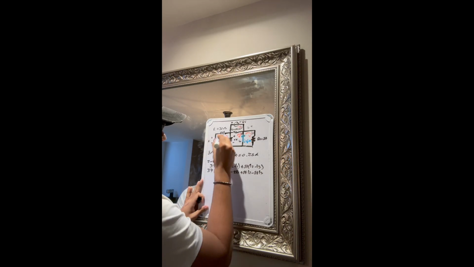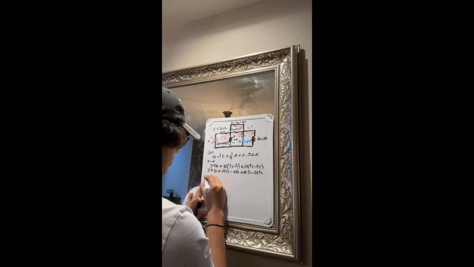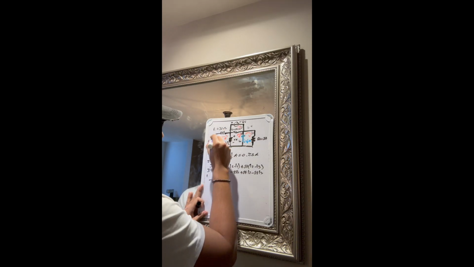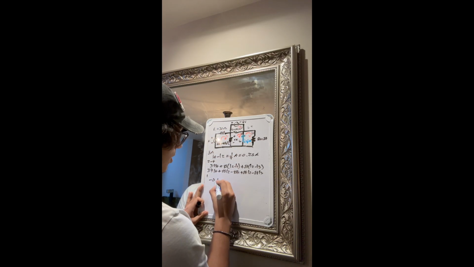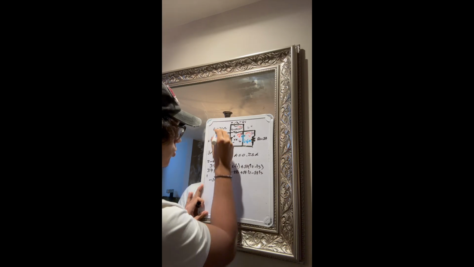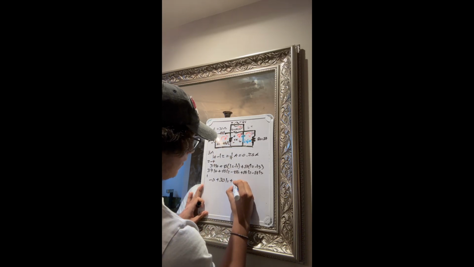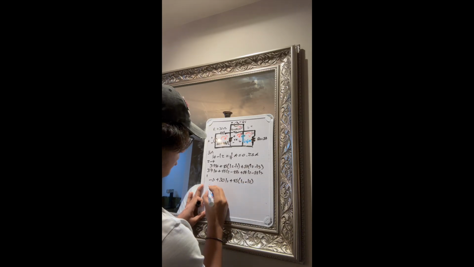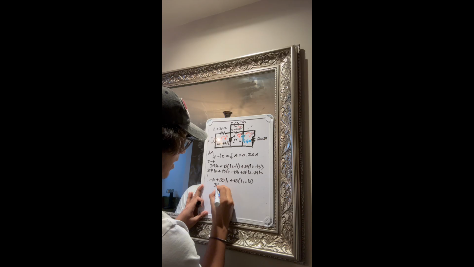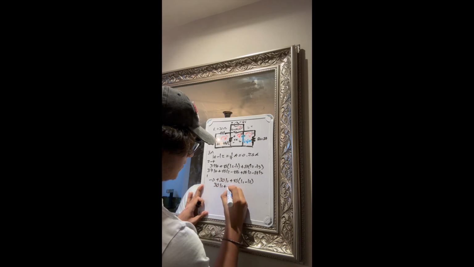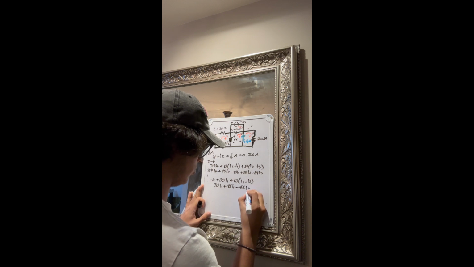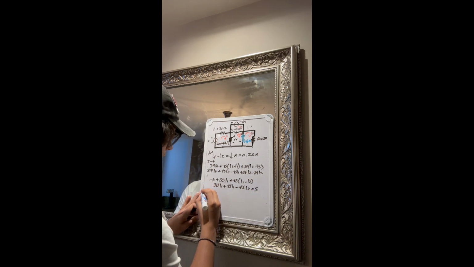For our third equation, we are going to analyze mesh 1. So we can start by minus 5, because it's starting in minus, plus 30 I1, because we have no interaction, plus 45 times the interaction between I1 minus I2. We do the proper math and we would have 30 I1 plus 45 I1 minus 45 I2 equals 5. And we have our third equation.